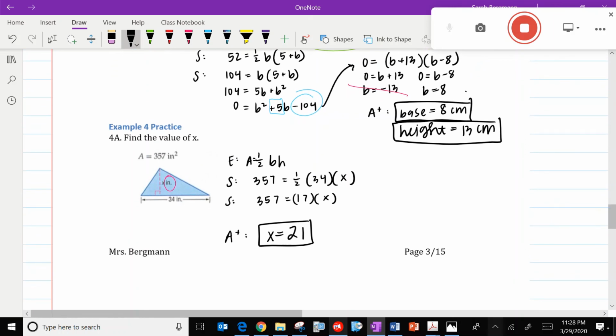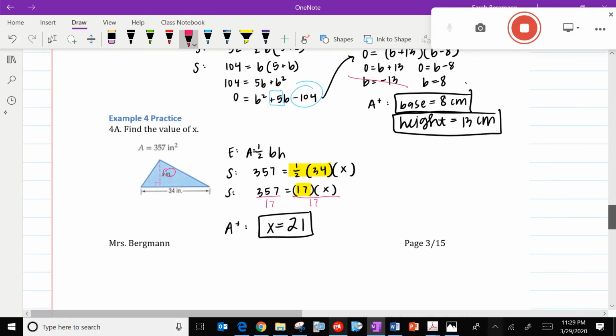Okay, for 4a, your answer should be x equals 21. Here's the work there. To solve this equation, what I would do first is multiply the 1/2 by 34 to get 17. 17 times x. To solve for x, I need to divide by 17 on both sides. 357 divided by 17, that's where I get x equals 21. Since inches is already in the figure, you don't really need to include inches in the answer.